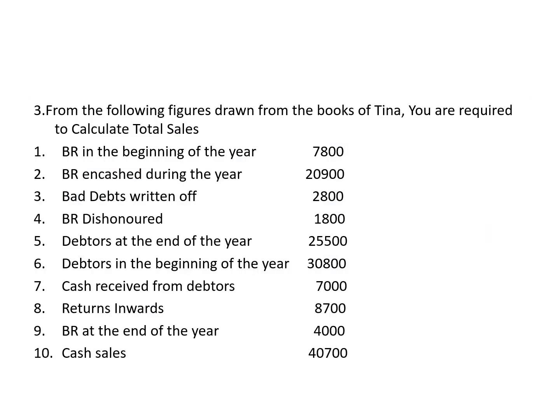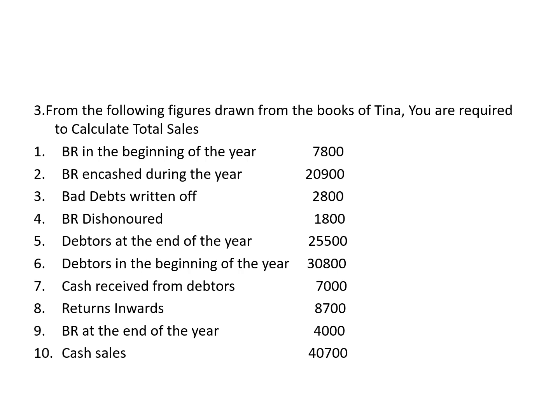Look into the next question. From the following figures drawn from the books of Tina, you are required to calculate total sales. So if you observe, you are given with BR as well as debtors balance. So you will have to prepare both the accounts here. So BR in the beginning of the year 7,800. This will go where? To BR account as opening balance, to balance brought down.